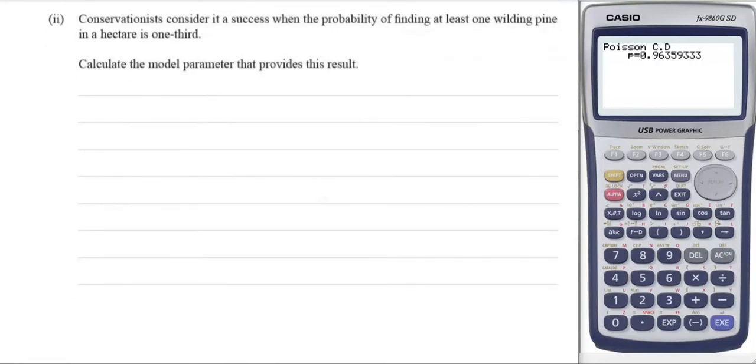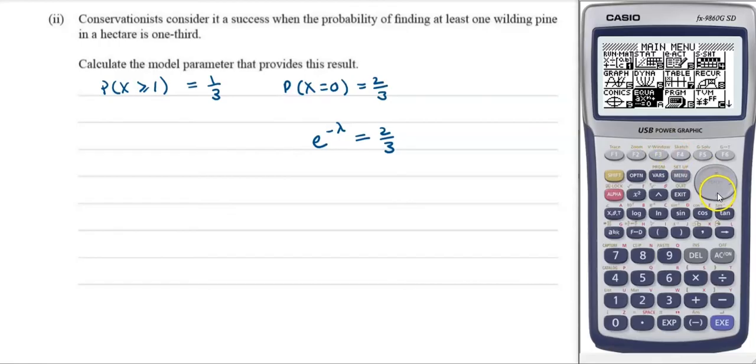We consider it a success when the probability of finding at least 1 is 1/3. What parameter would provide this result? So now the probability of success is changing. We need to find out what that lambda value is. So we're told that the probability that x is greater than or equal to 1, so at least 1, is 1/3. Now that's the same as saying the probability of x equals 0 is equal to 2/3. And if we've got that, the probability that x equals 0 is e to the minus lambda. And then we can use equation solver to do the hard part for us.